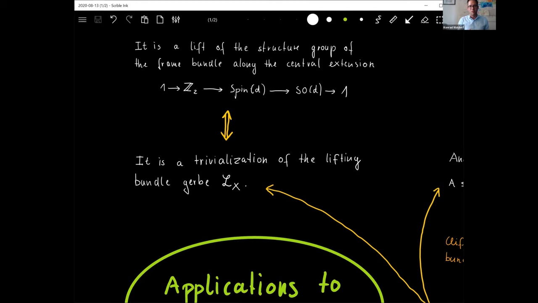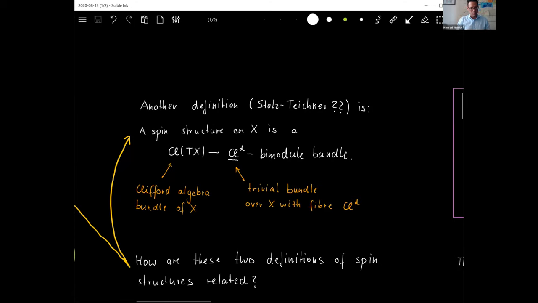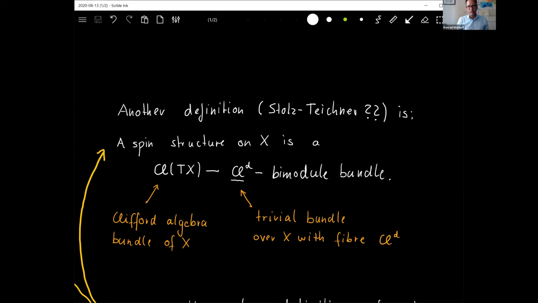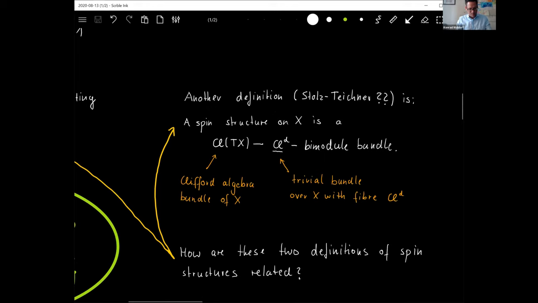All right, and then there is another definition of spin structure that I know from the work of Stolz-Teichner. I'm not sure if that's really their idea, but I just know it from there. They say that a spin structure on X is a bimodule bundle between the Clifford algebra bundle of X and the trivial Clifford algebra bundle with the same dimension. All right, so now there is this natural question: how are these two definitions of spin structures related?